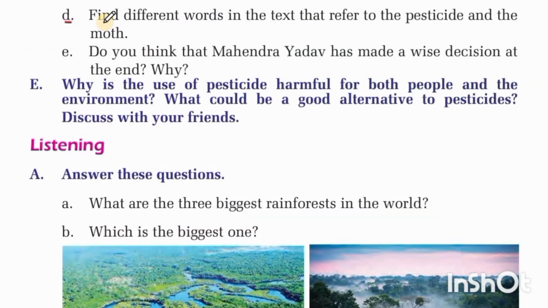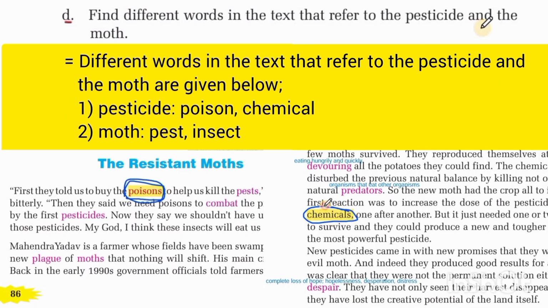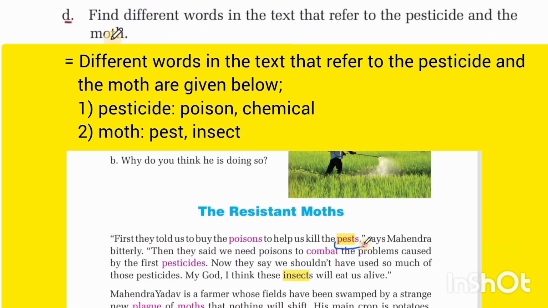Question D. Find different words in the text that refer to the pesticide and moth. Answer. Different words in the text that refer to the pesticide and the moth are given below. 1. Pesticide. Answer: poison, chemical. 2. Moth. Answer: pest, insect.